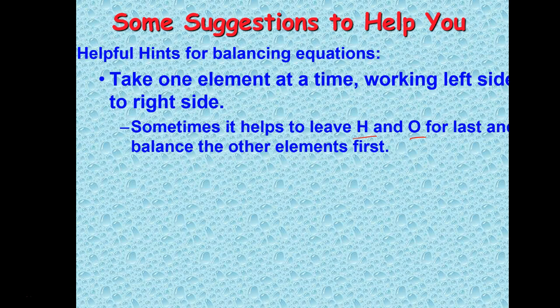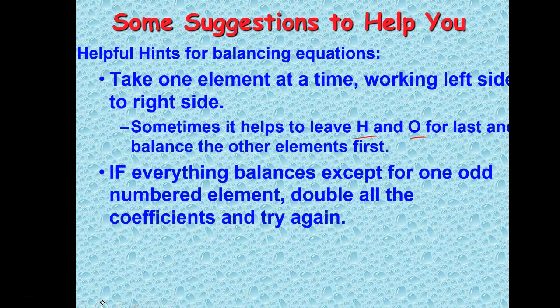The oxygen's in 2 different places as a reactant. That makes it difficult to balance, so sometimes I save those for last. And then if I'm going through and everything works except I've got an odd number of something, the way to get rid of it is to double everything. And then it'll work. So if everything balances except for one lousy odd numbered element, I would go through and double everything and try again.